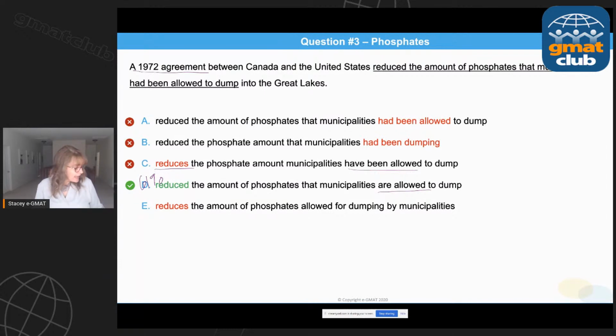And choice E, again, incorrect because of the use of "reduces," and we can't use the present tense for it, again, for an agreement that took place in 1972. So we're going to reject choice E on that error. So choice D is indeed our correct answer here.